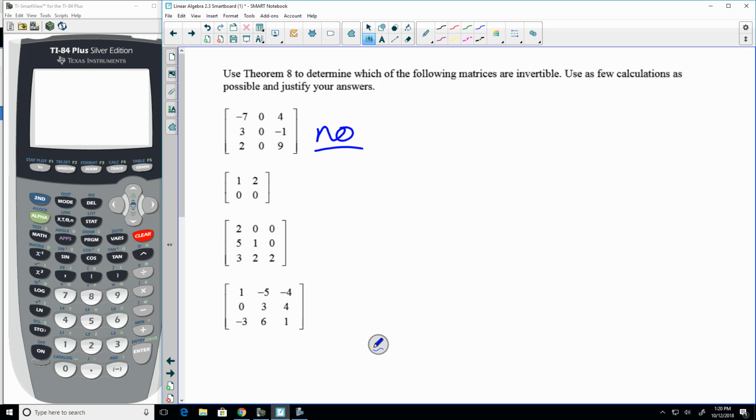Yeah. If it reduces and you get a free variable, you don't get a pivot in every column, right? You get a free variable. What about this one? So there's a bunch of ways, right? We could take the determinant, 1 times 0 minus 2 times 0. That's just determinant zero. Or you could say the second vector is a multiple of the first vector, right? The second vector is 2 times the first vector. So they're dependent vectors. So that's a no. What about the next one?